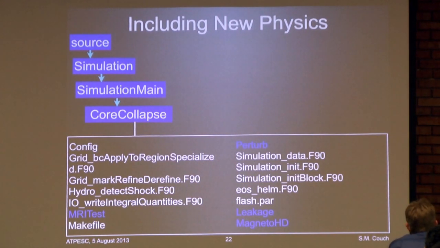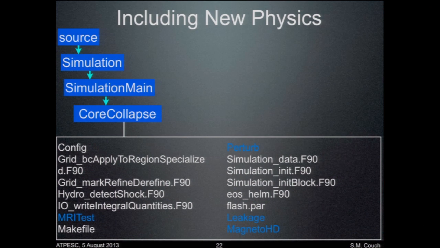That goes for any of these other directories. And what we also have are subdirectories, which start with these capital letters, signifying that they are subunits. And so these are different variations on the core collapse setup. And within there, I have custom implementations of different routines that will only be used if we're doing these particular custom setups of core collapse.